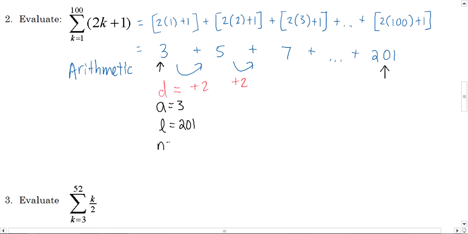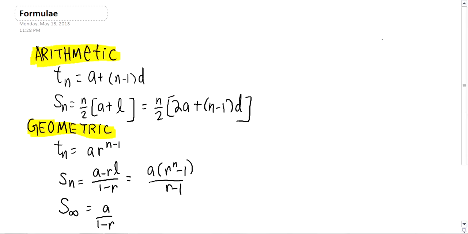And we also have our n as well, which is upper minus lower plus 1. So n equals 100 minus 1 plus 1, which is just 100 terms. And we have enough information to actually solve this using the formula from here. Remember this? Sn equals n over 2 bracket a plus l bracket. We're going to use that one because I think we have all those pieces of information.